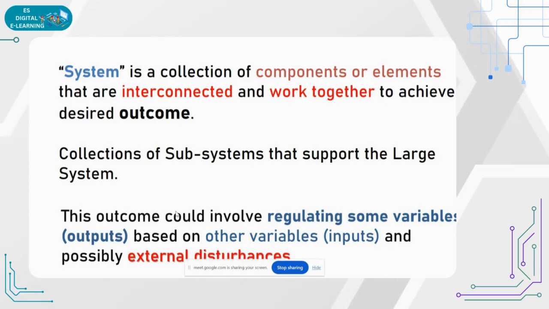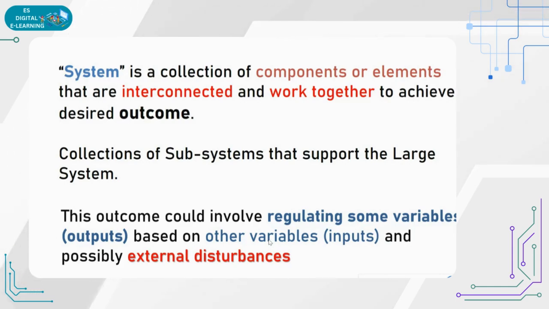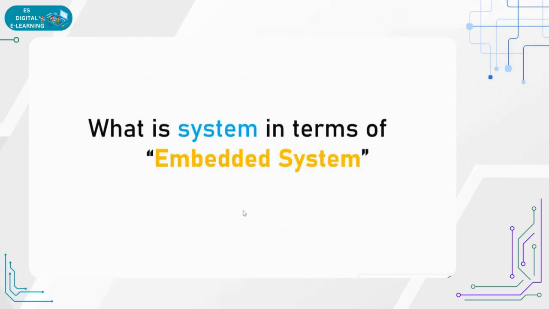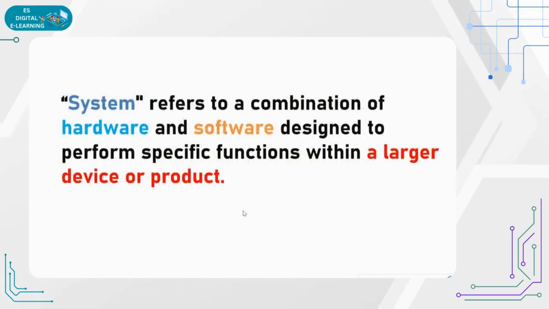The outcome includes regulating some variable inputs. Based upon whatever inputs we are giving, the output will be varied. Okay, so that acts as a system. And next is, what is a system in terms of an embedded system? Typically it refers to both a hardware and software combination to perform a specific function on the product, on the device. So that will be referred to as a system.